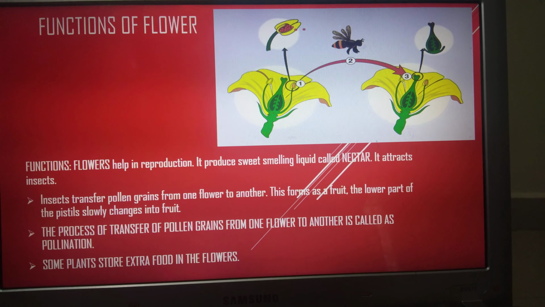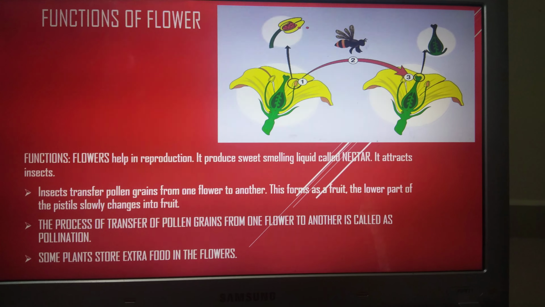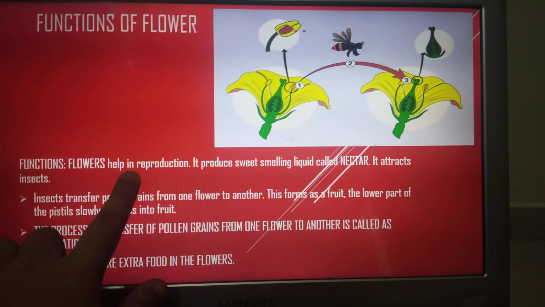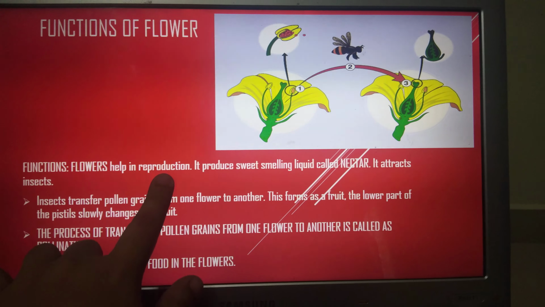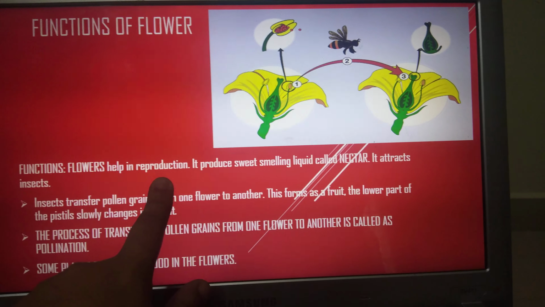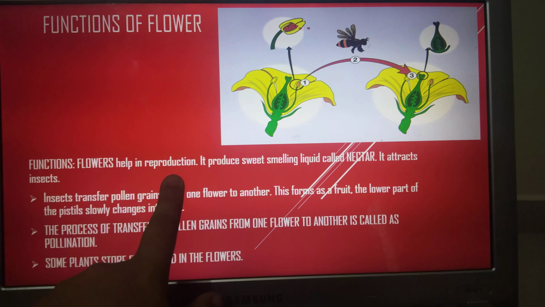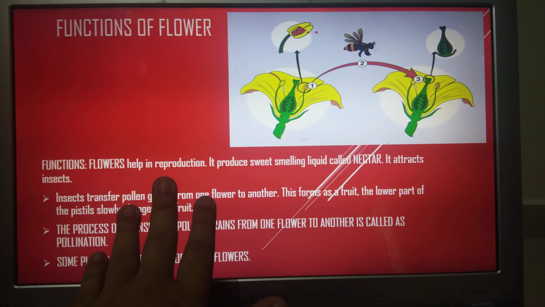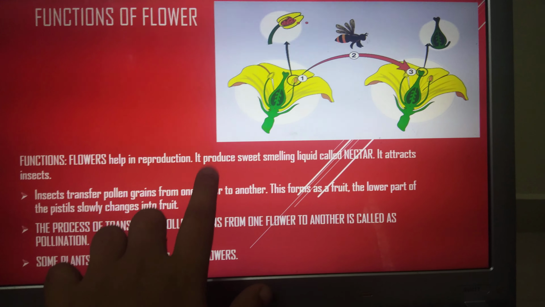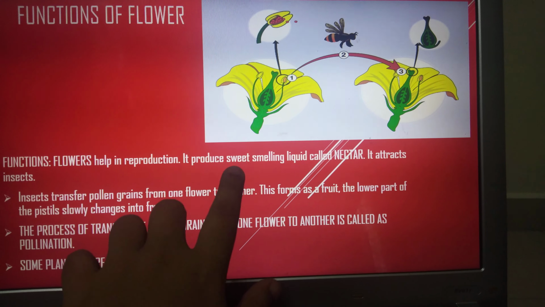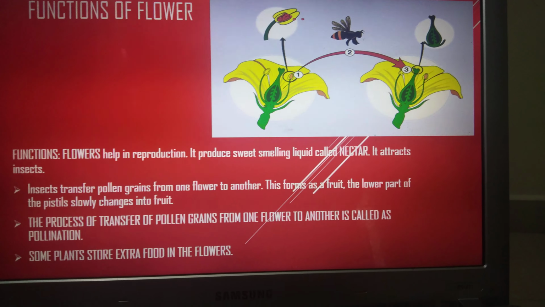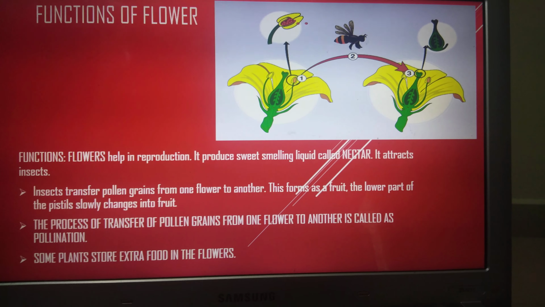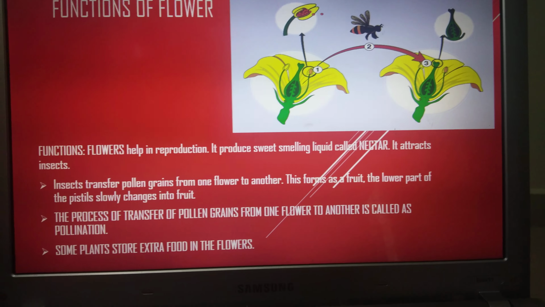Now we are going to see the function of a flower. So what is the main function of the flower? Flower helps in reproduction. So what is reproduction? It will give birth to another flower. The flower has a sweet smelling liquid called nectar. As we all know, insects are always attracted towards the nectar.